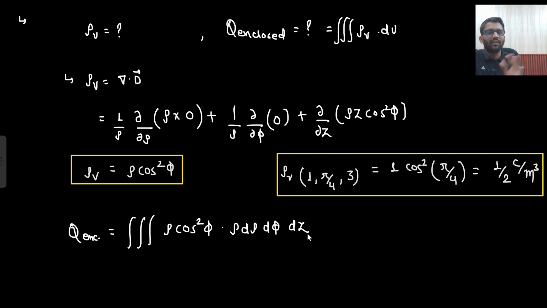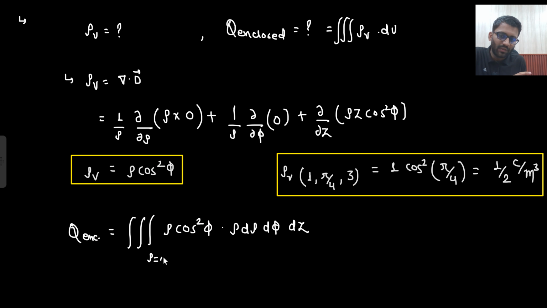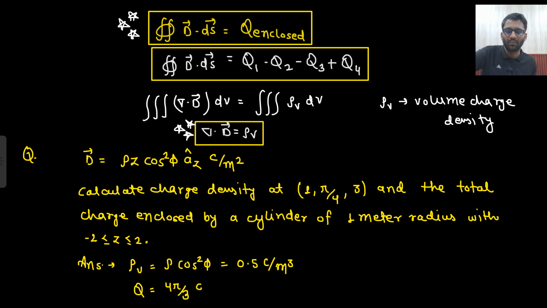If you have studied the vector calculus part, then only you will be able to understand. You should have a good idea of coordinate geometry as well as vector calculus, then only you will be able to understand all these things, right? So what is the radius? Radius is 1 meter. So rho is going from 0 to 1, phi will go from 0 to 2 pi, and z will go from -2 to 2, right?